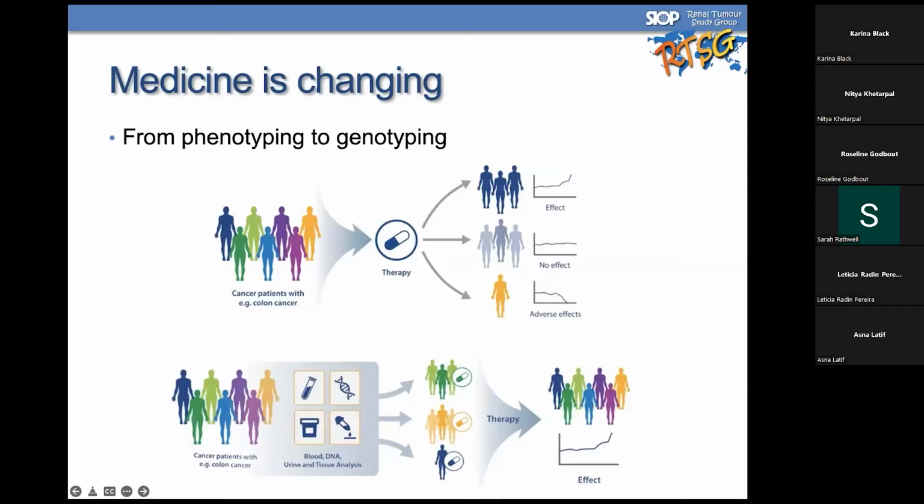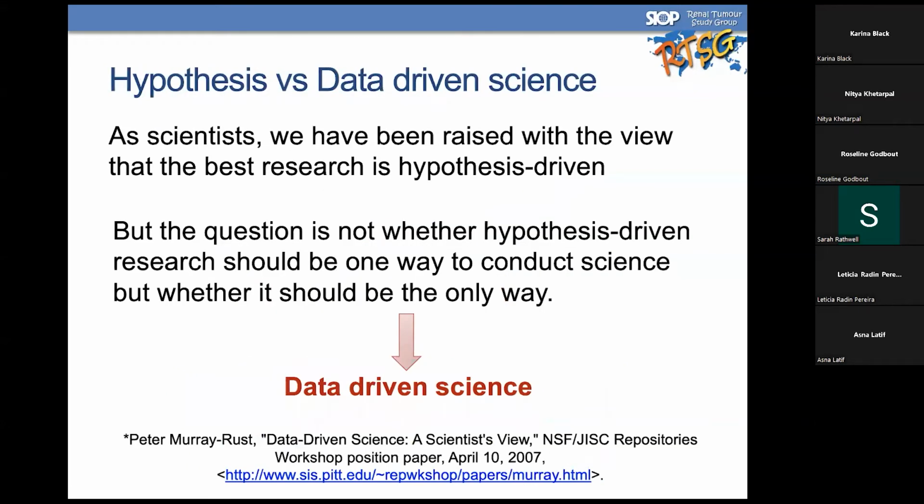But how far can we go with this? Here's another point which I want to stress before I go into other details. As scientists, we have been raised with the view that the best research is hypothesis-driven. But the question is not whether hypothesis-driven research should be one way to conduct science, but whether it should be the only way. And today, the question is always about big data, and about data-driven science. This was addressed more than 20 years ago as well, and this is what we have to look into.